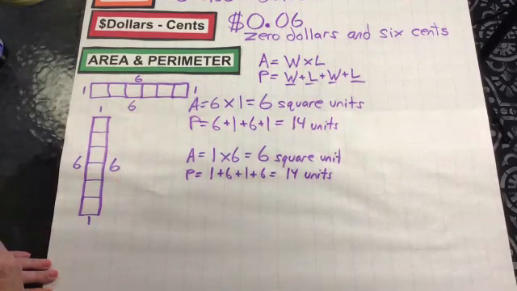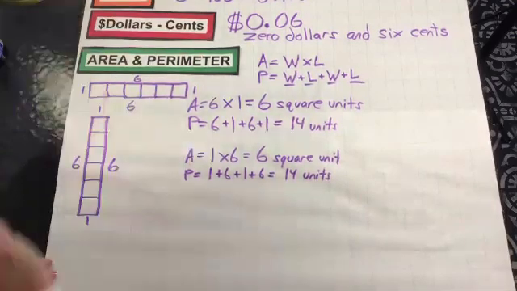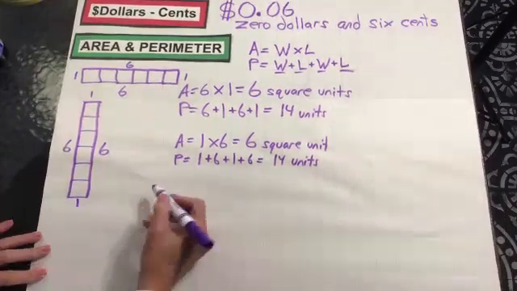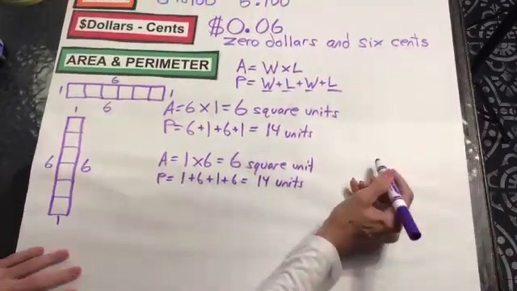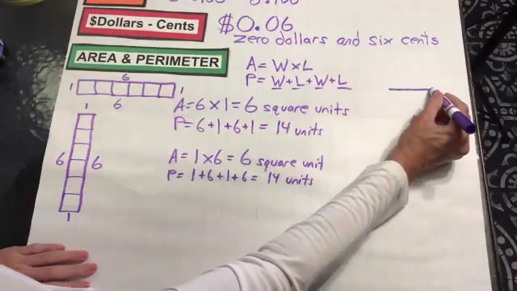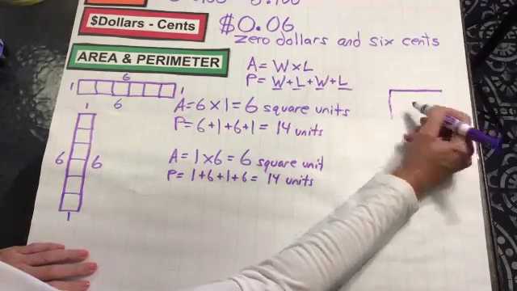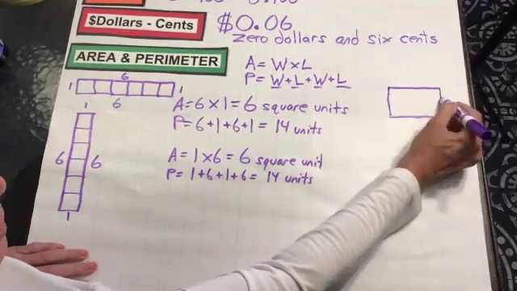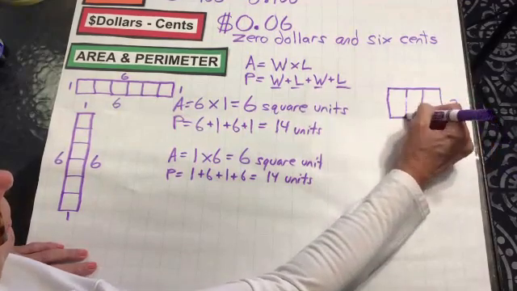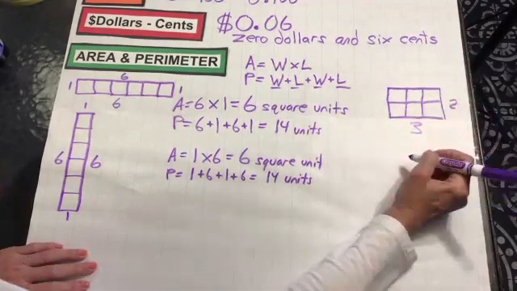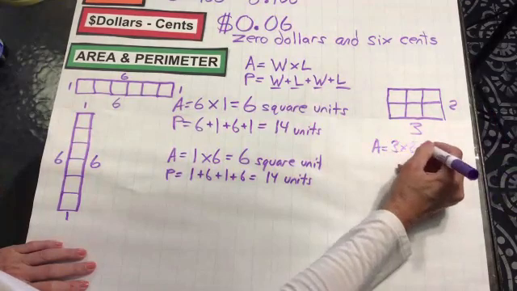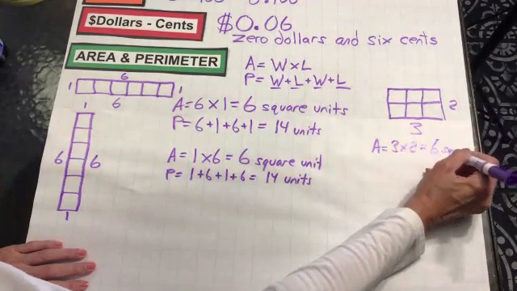Now, guess what? 6 has another way. Since we have more factors of 6, we can draw it also like this. I'm going to put it over here to save me paper. So we can draw it like this: 3 across and 2 down. Because if we use our factor pairs, 3 by 2, we have a new one. Area equals 3 times 2, which equals 6 square units.